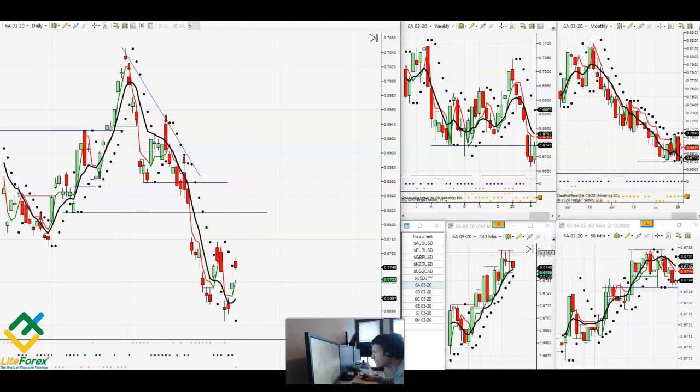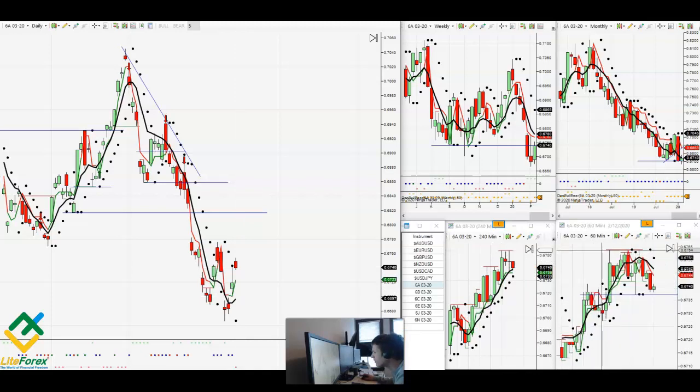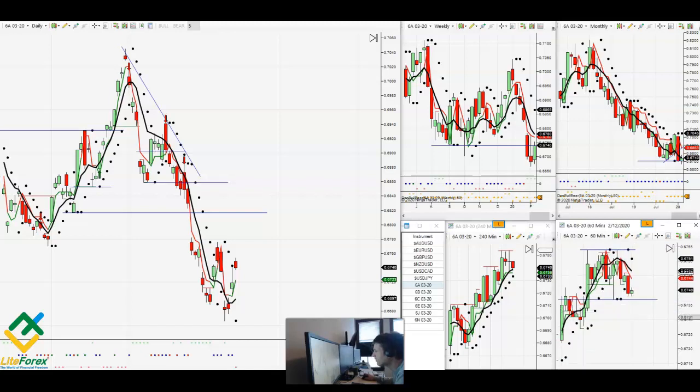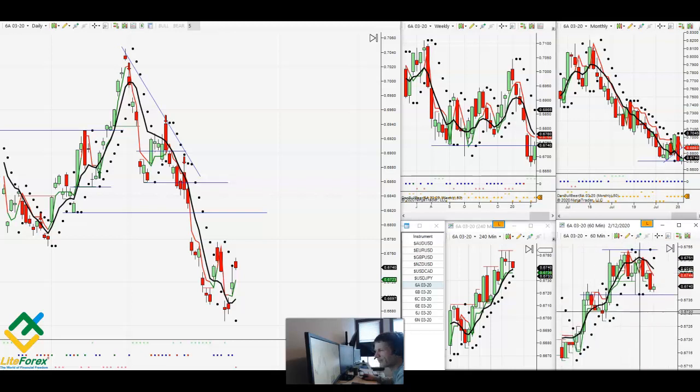You can see that resistance on the 240 at 67.54, and there it is on the 60. And we got the support at the low at 67.37. So I want to see that 67.37 price hold, but I would not be surprised if this comes down. So look for the Australian dollar to pull back.